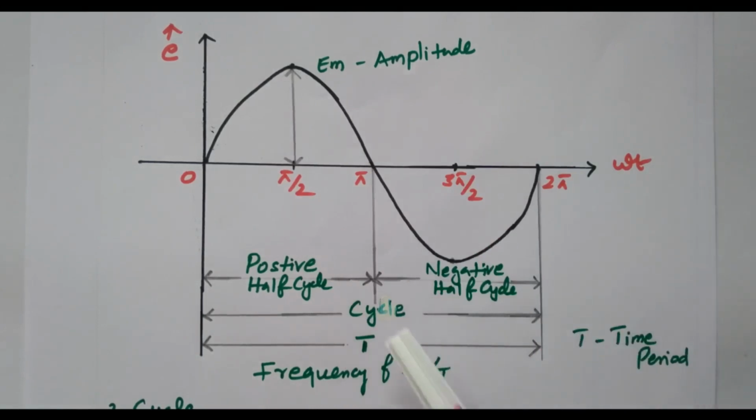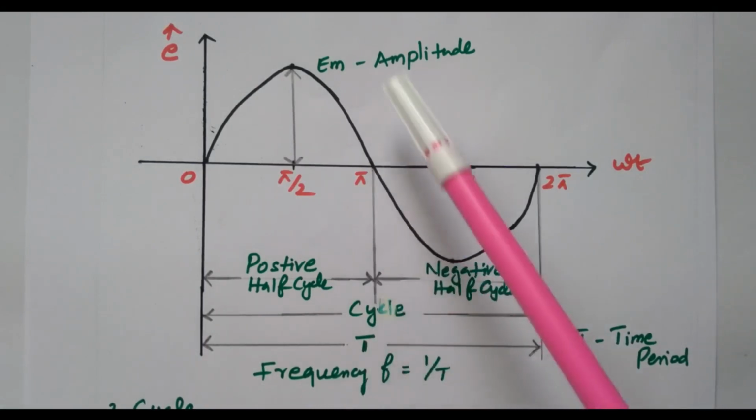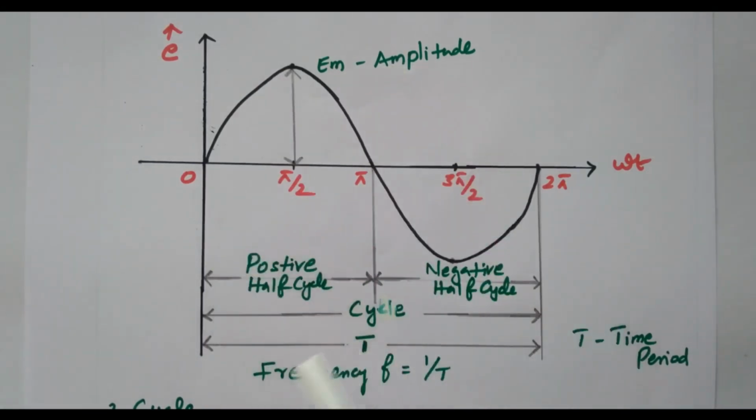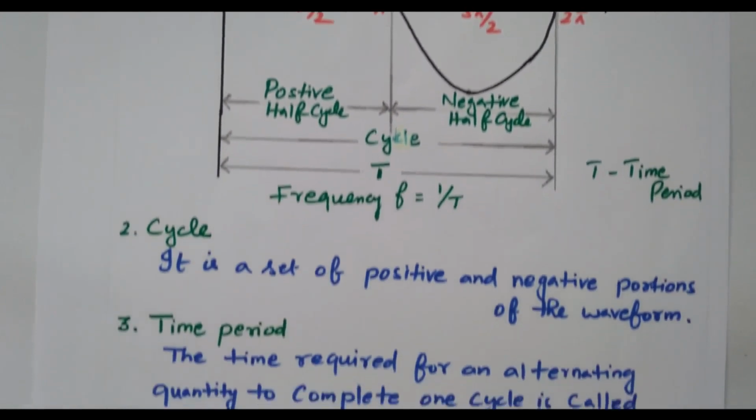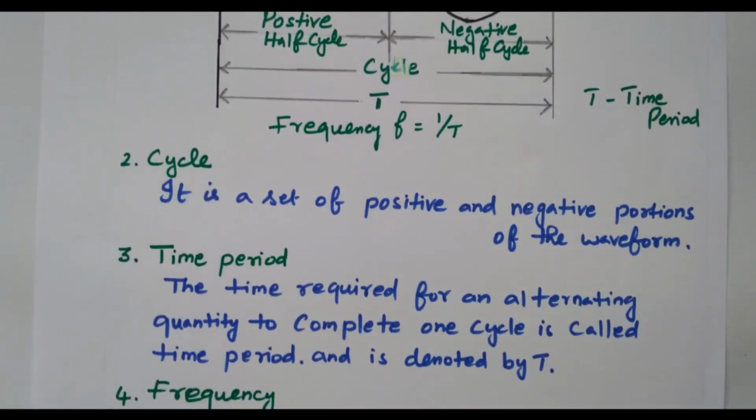Now we'll see this one by one. What is cycle, what is time period, what is frequency, what is meant by amplitude, everything we explained with the diagram. Now we'll see the definitions. Right. Cycle is nothing but a set of positive and negative portions of the waveform. One cycle means completing one positive cycle as well as negative cycle.